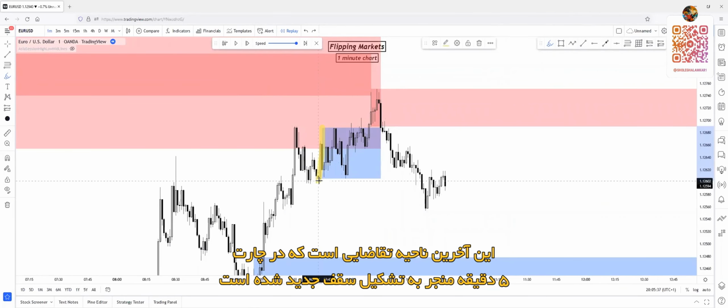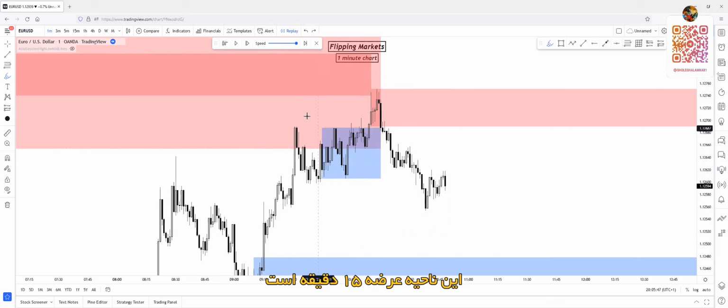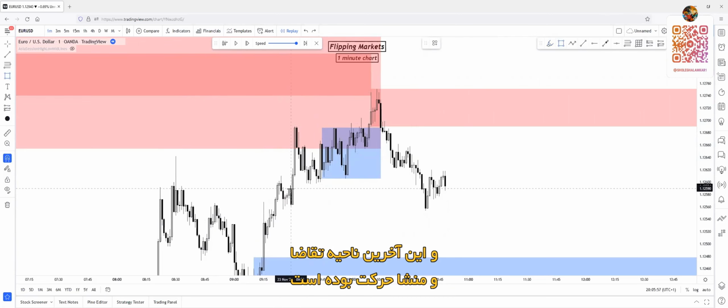As you can see, this was the last 5-minute demand zone that created a new high on the 5-minute chart. And also this was the 15-minute inside bar that we just refined on the 5-minute chart. Okay, this was the 15-minute supply zone, and this is the 4-hour supply zone. As you can see, price actually tapped this 4-hour supply zone after a huge inefficient push. And this was the last demand zone that caused that push.